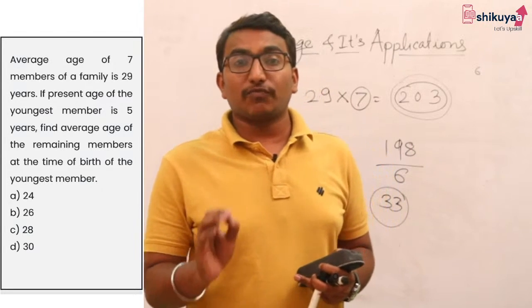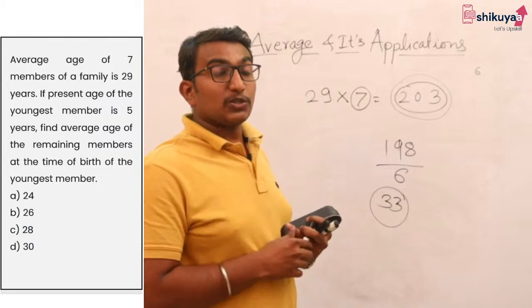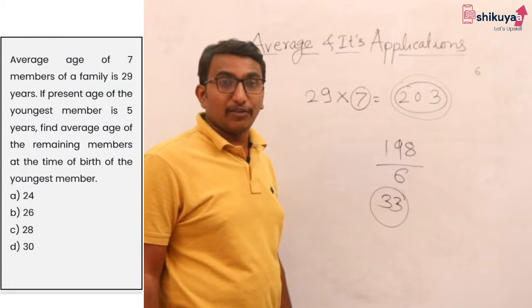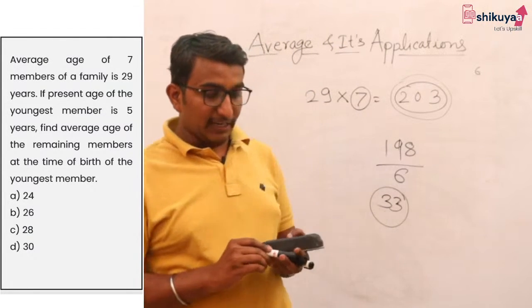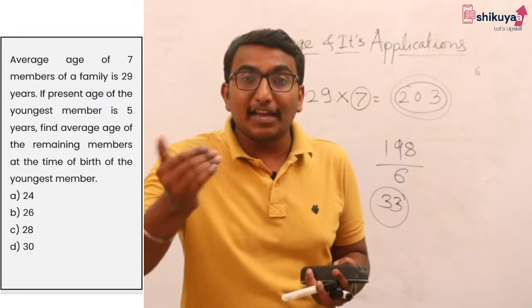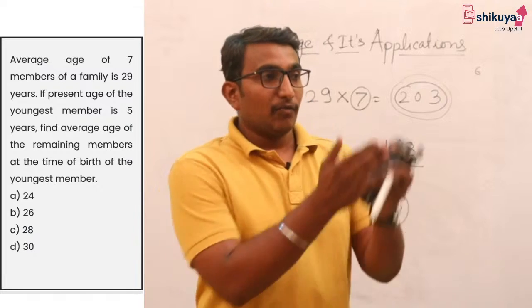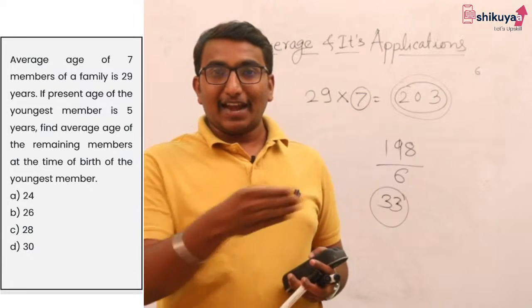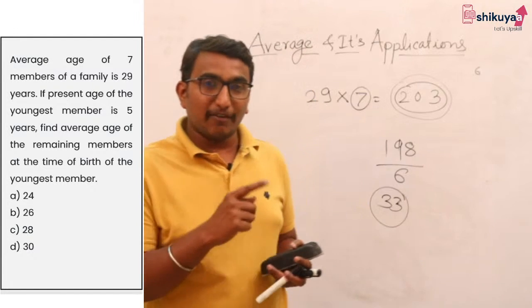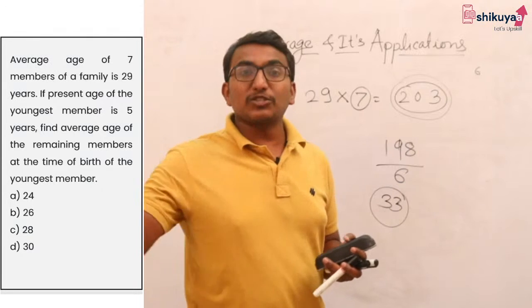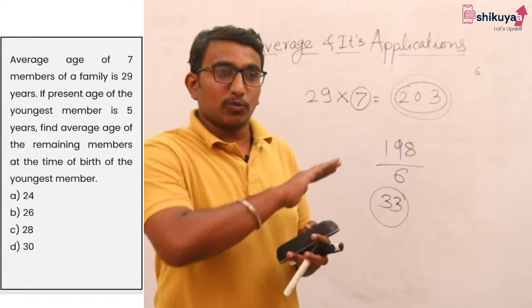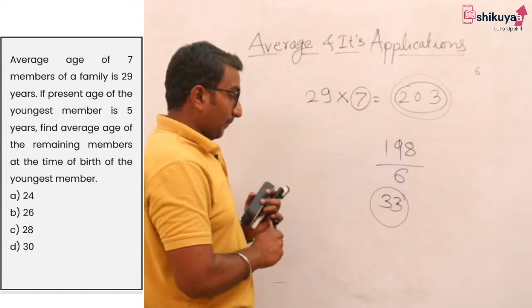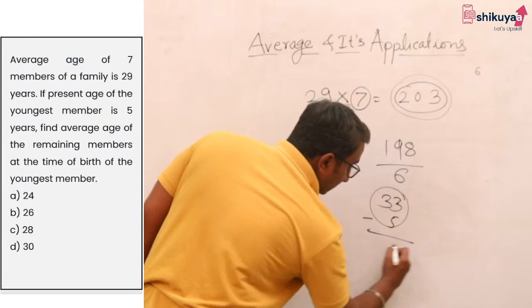Now 33 is the average age of that family right now. What have we been asked? We have been asked to calculate the average age of the family at the time of birth of the youngest member. So the youngest member's age is 5. In the case of average age, it reduces by 1 year for every year, just as a particular person's age reduces by 1 year every year. It doesn't reduce by the summation of all of them. So the average will also reduce by 5 at the time of birth of that person. So 33 minus 5, the answer is 28.